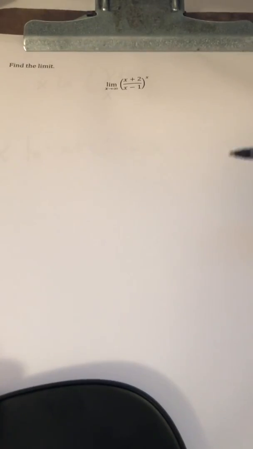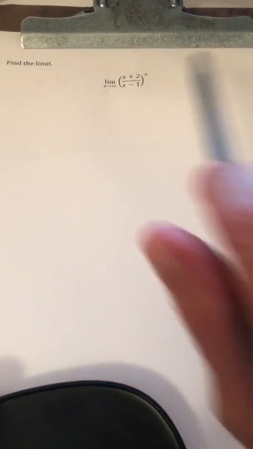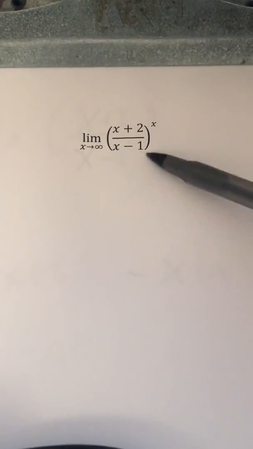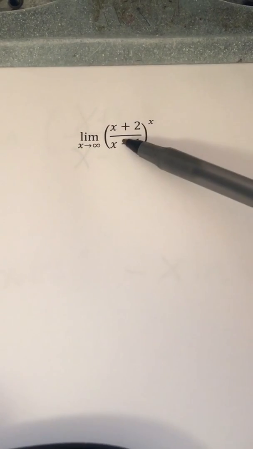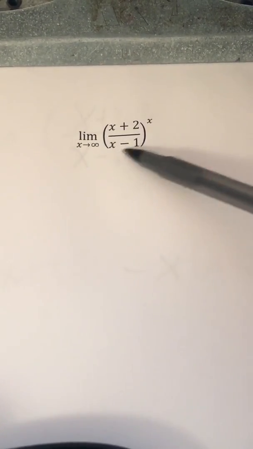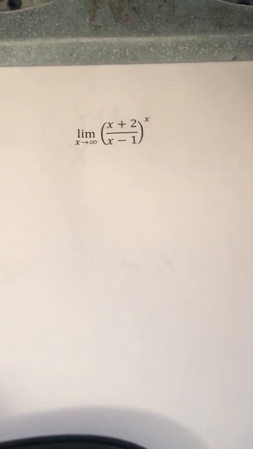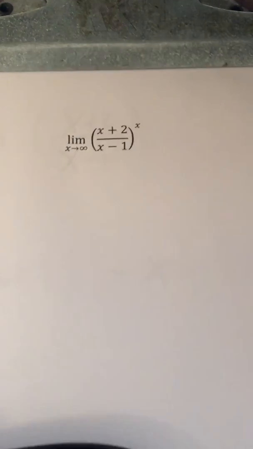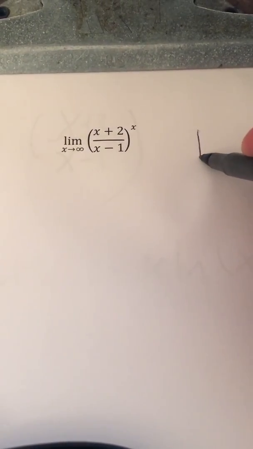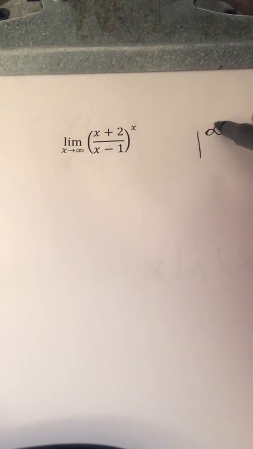Let's do one more example from section 4.4, which again is L'Hopital's rule. We're asked to find the limit as x approaches infinity of (x plus 2 over x minus 1) raised to the power x. So let's think about what situation we have. It's actually an indeterminate power. We have indeterminate form 1 to infinity.